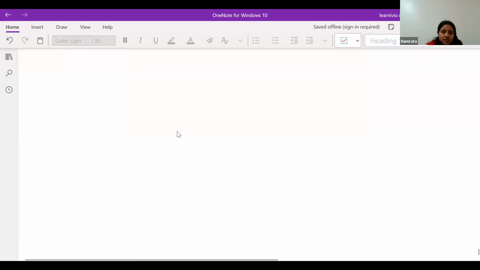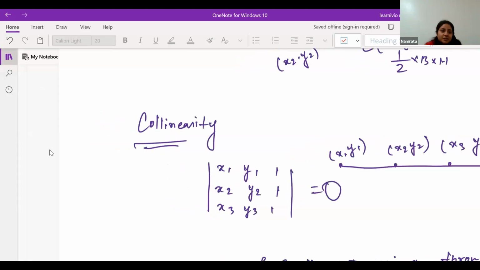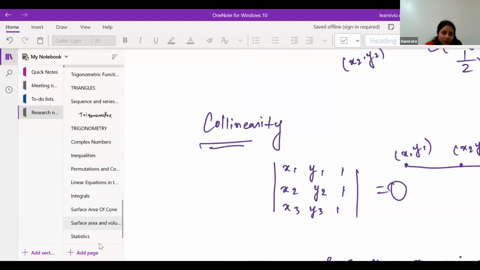Here also we were discussing collinearity only, as you can see over here. Can you see my screen? Yes, ma'am. But this concept is from class 12. So according to your level, you can apply the formula. Let me show.